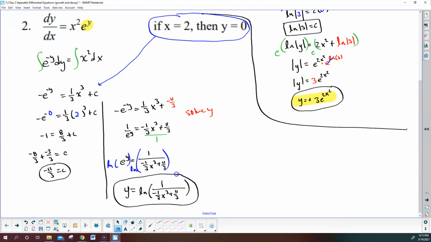Okay. A good idea, if we have time, is plug 2 back in. If you plug 2 in here and you simplify, you end up with 0. Does your output equal 0? So you check your answer. And really quick, if we do part of this in our head, if I plug in 2 here, 2 cubed is 8. 8 times negative 1/3 is negative 8/3. Negative 8/3 plus 11/3 is 3/3 or 1. So I get 1 over 1.